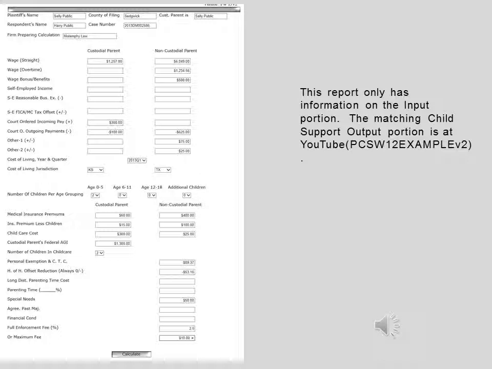This report has only information on the input portion. The matching child support output portion is at YouTube PCSW12EXAMPLEV2.